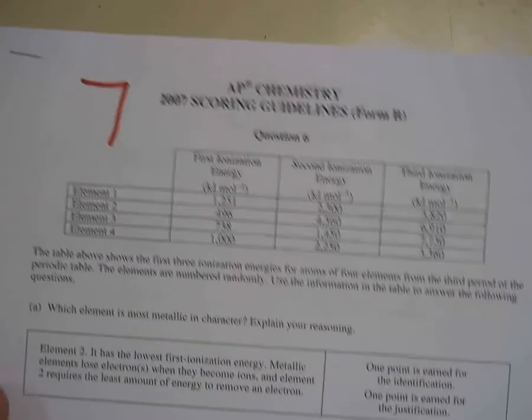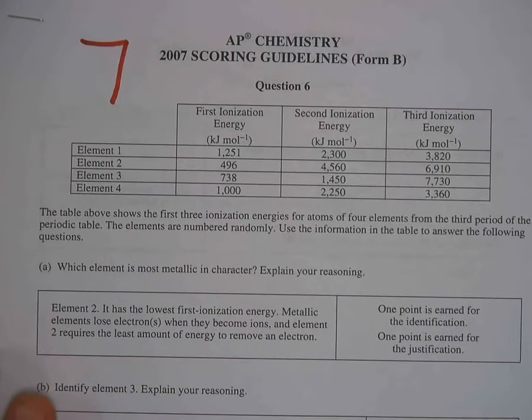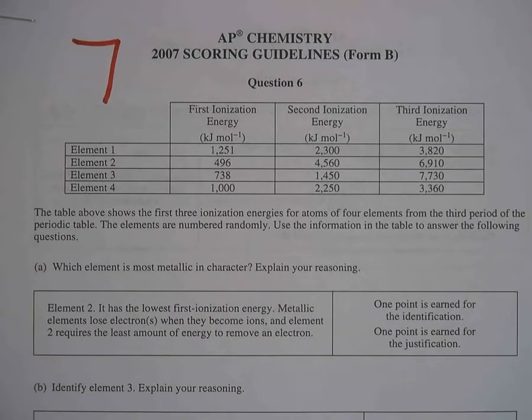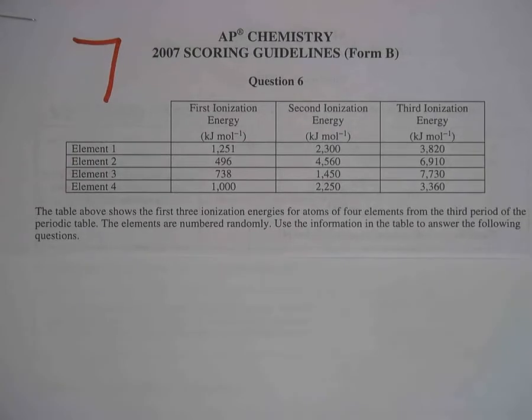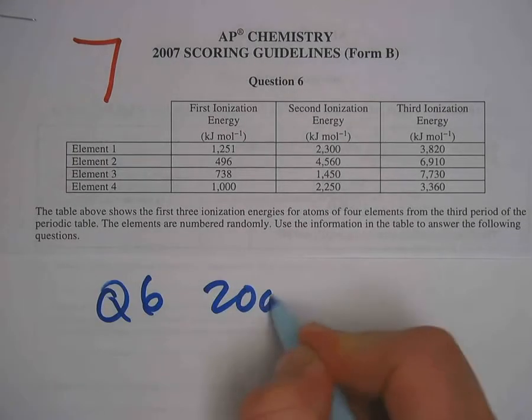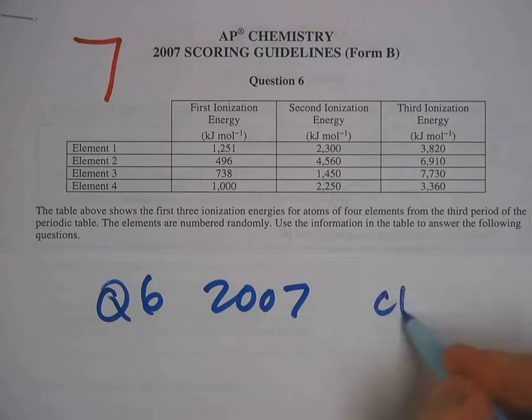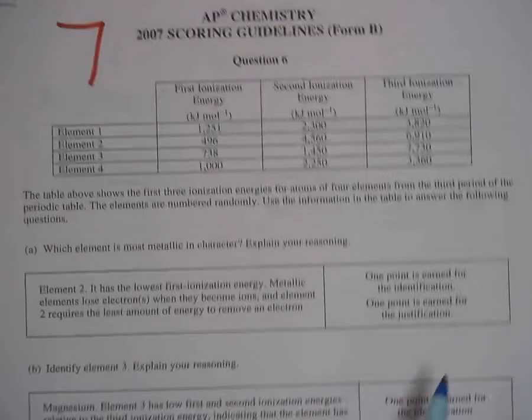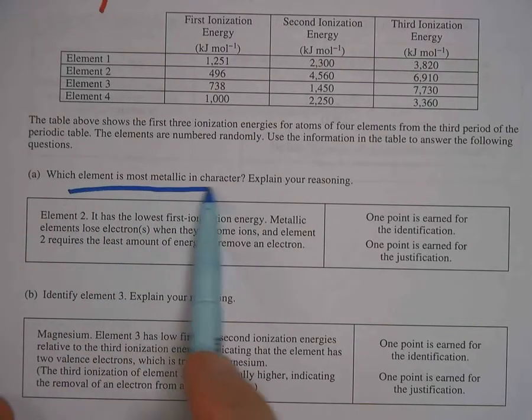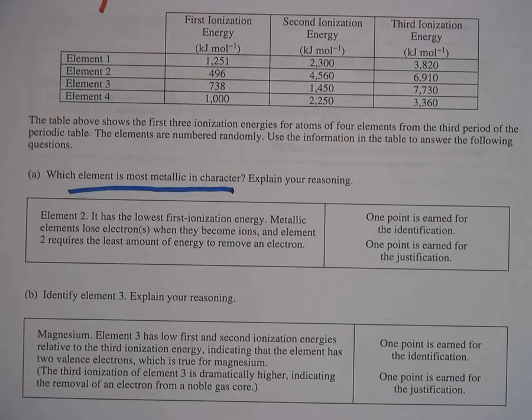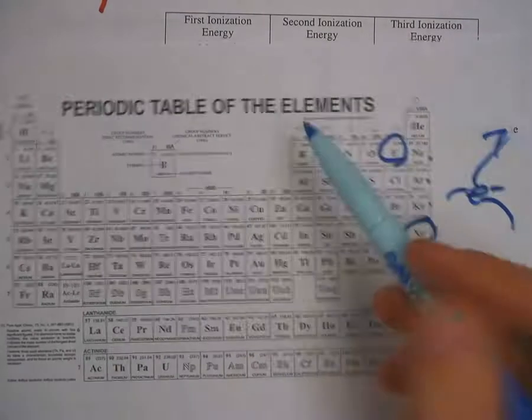More chapter 7 stuff, a table of ionization energies on question 6 from 2007. Write that down. Question 6, 2007, a great chapter 7 problem. Okay, which element has the most metallic character? We didn't talk about that. Metallic things, what separates them?